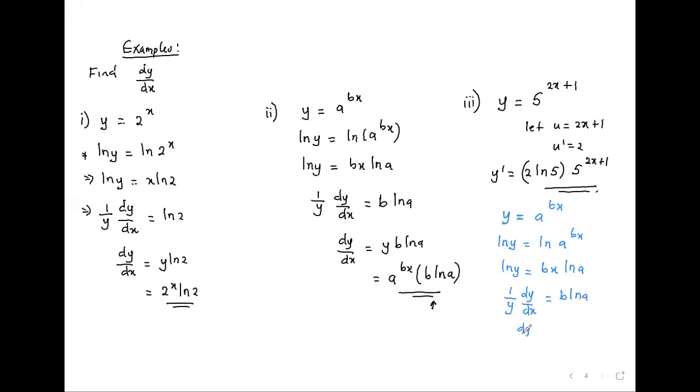Then you have dy/dx multiplied throughout by y. You get this. But what is y? y is a to the power bx. And then you have b ln a. That's how it comes out.